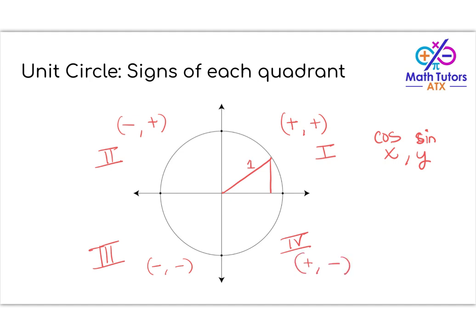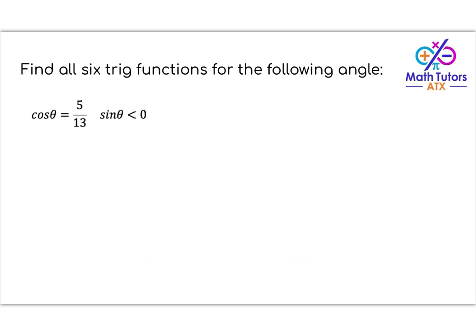So why is this important? Well, you may get a problem where it says, here's the cosine of the angle, and I want to know all 6 trigonometric functions. I only have the cosine, I want all of them. But guess what? Sine is negative. So if I think about where cosine is positive and sine is negative, I'm looking down here in quadrant 4.